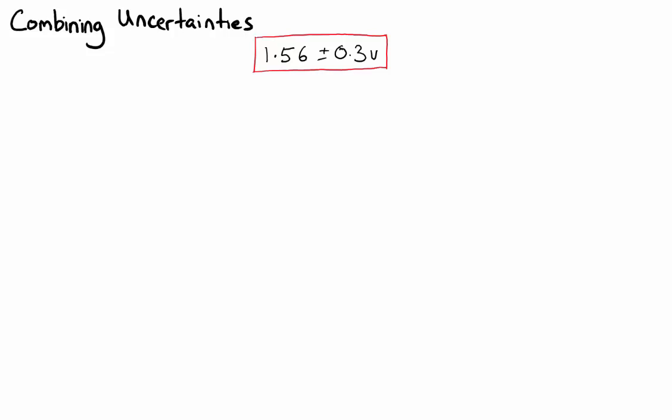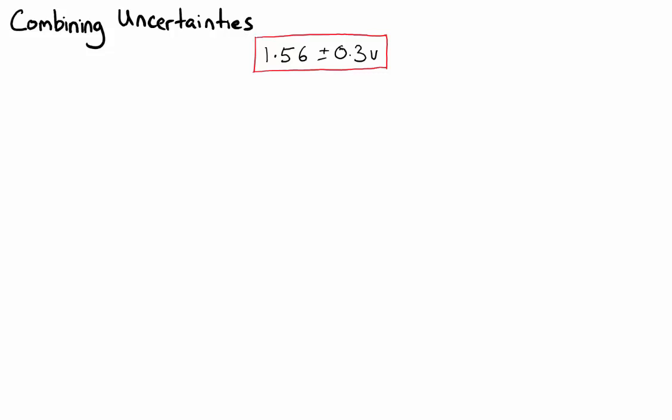If we need to take a number of different measurements and combine them in some way, so we needed to measure mass and volume to calculate density, or we needed to measure the height and width of something to calculate its area, we need some way of combining uncertainties from two measurements and coming up with an uncertainty for that final value.